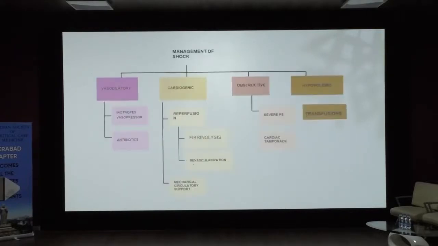In this slide, for the management of vasodilatory shock like septic shock, use of inotropes, vasopressors and antibiotics. Cardiogenic, reperfusion and mechanical support like IABP. And obstructive, severe PE, thrombolysis, or cardiac tamponade, thoracocentesis. And hypovolemic shock, if it is hemorrhagic shock, transfusions.